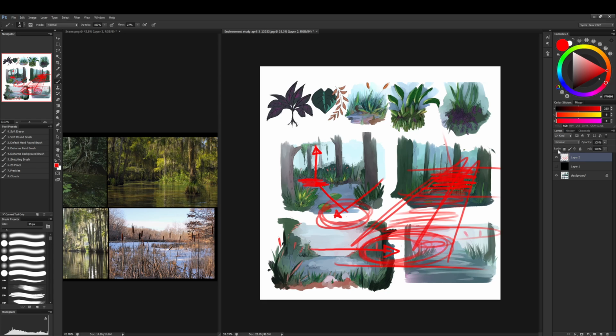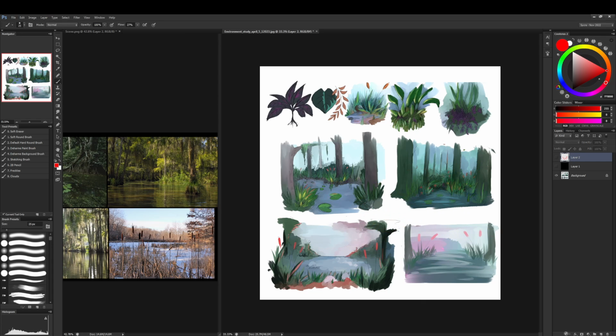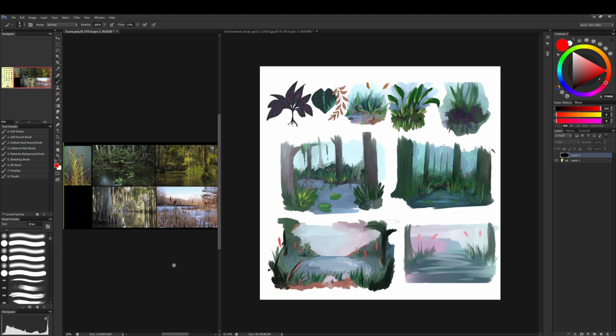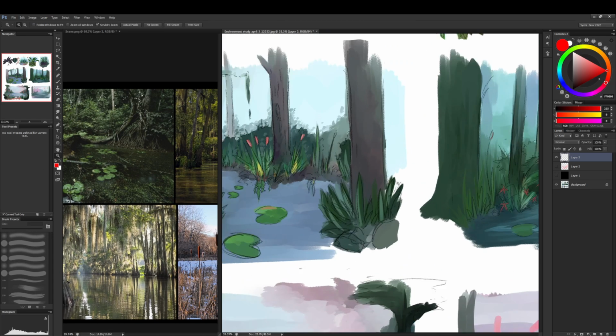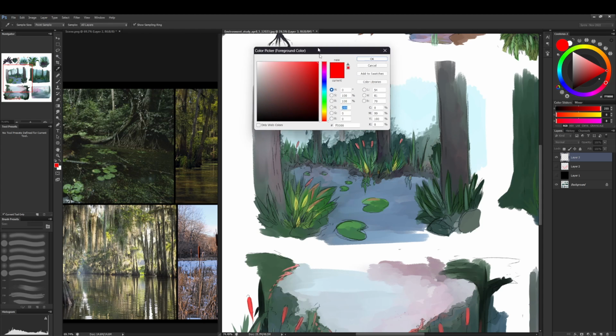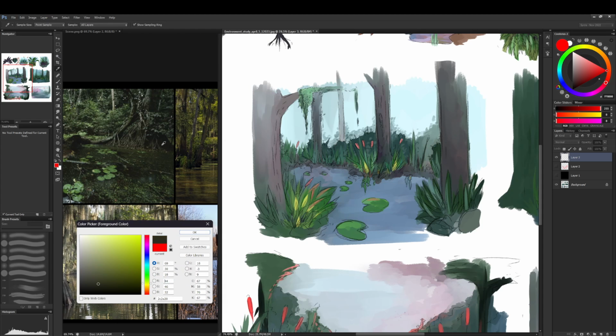Okay. Now, for this swampy thing, your values are too light and your colors are too blue. So if you look at all these, they're very saturated. And one thing that can be good is in Photoshop, open your color picker and just check what the colors are like. So, okay, we're at this type of green. Just look where the things are.